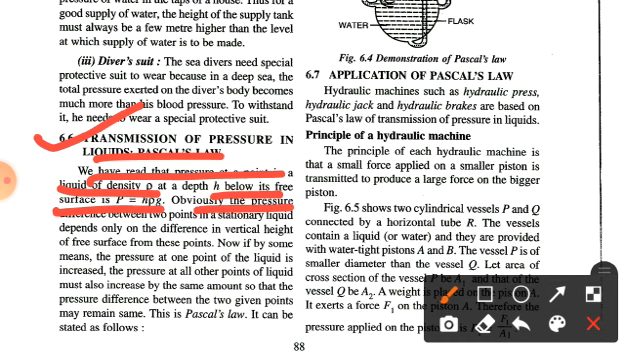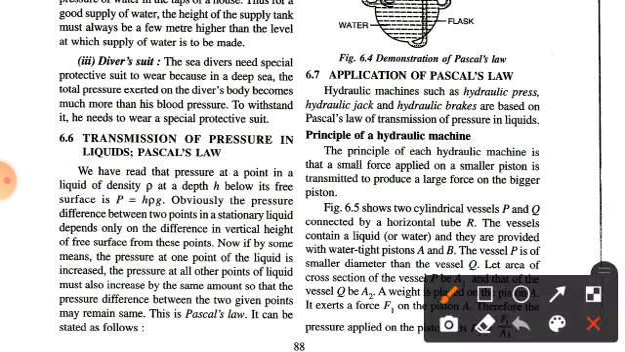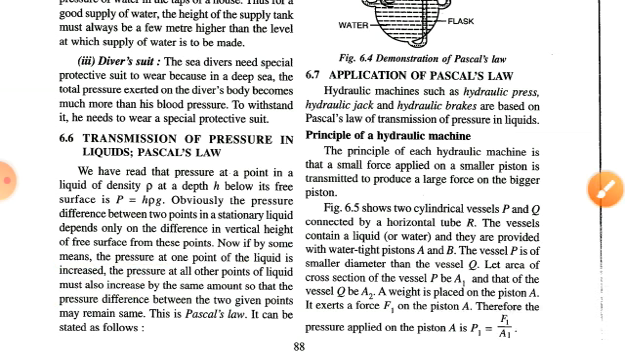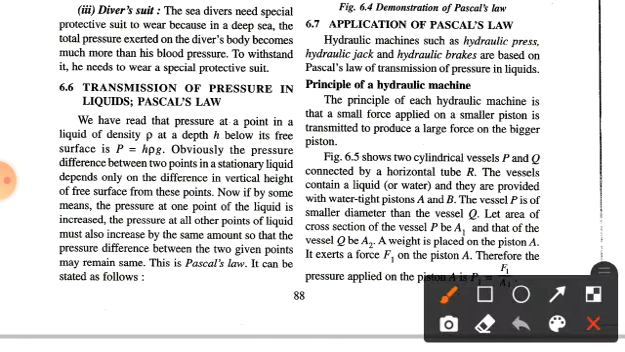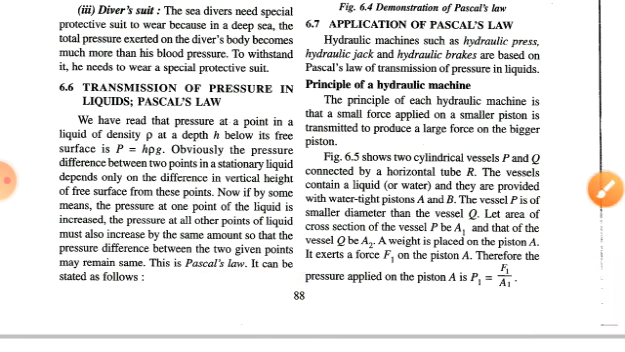So obviously the pressure difference between two points in a stationary liquid depends only on the difference in the vertical height from the free surface to these points. Now if by some means the pressure at one point of the liquid is increased, the pressure at all other points of the liquid must also increase by the same amount, so that the pressure difference between the two given points may remain the same. This is Pascal's law. It can be stated as follows.